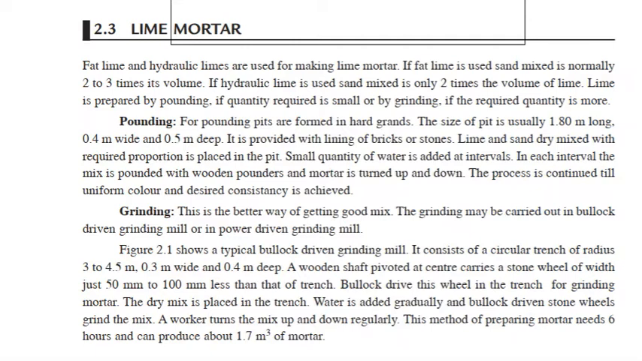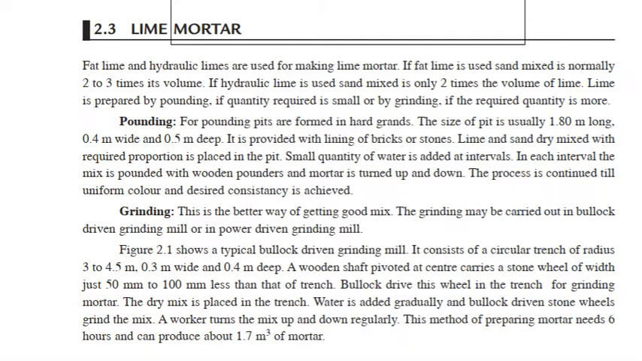For pounding, pits are formed in hard ground. The size of the pit is usually 1.80 m long, 0.4 m wide and 0.5 m deep. It is provided with a lining of bricks or stones. Lime and sand dry mixed in the required proportion is placed in the pit. A small quantity of water is added at intervals. In each interval the mix is pounded with wooden pounders and the mortar is turned up and down. The process is continued till uniform color and desired consistency is achieved.